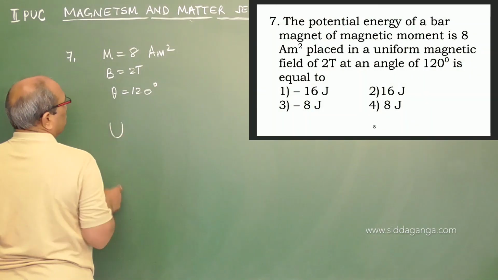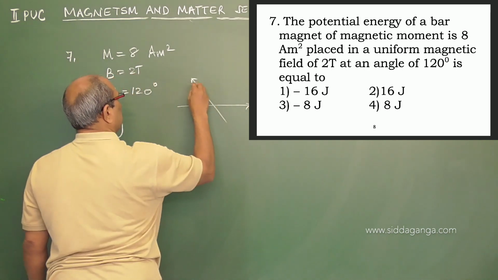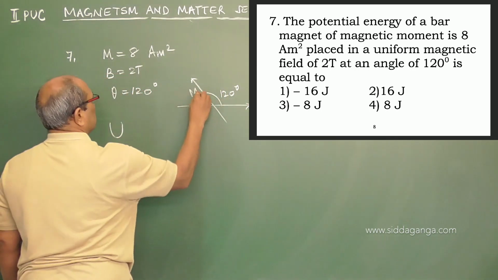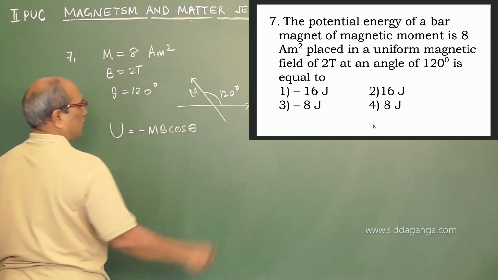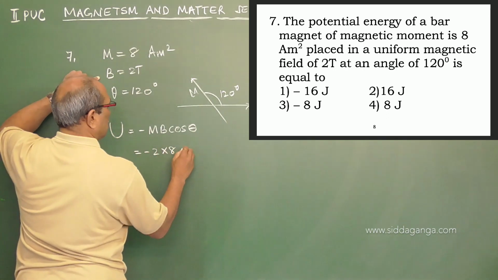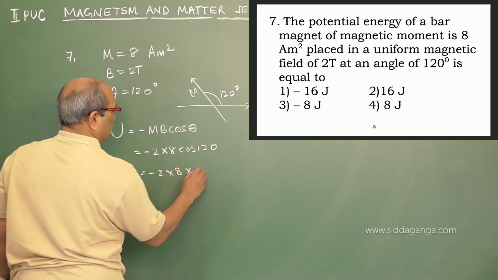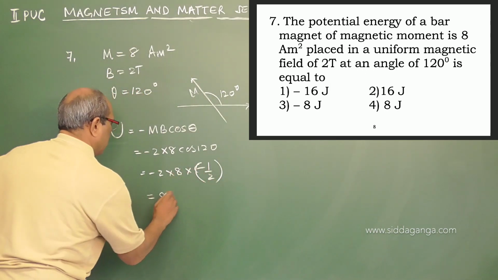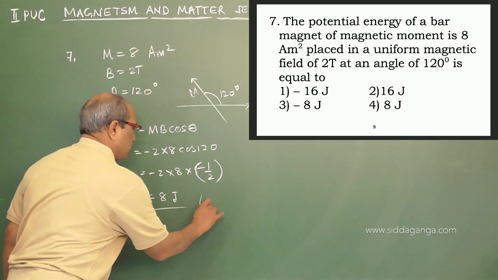You get potential energy if the direction of the magnetic moment is at 120 degrees to the magnetic field. What is the potential energy? You know, it is minus mB cos theta. M is 8, B is 2, so minus 8 times 2 times cos 120. Cos 120 is minus half. That becomes plus 8 joules. The answer is 8 joules, option number 4.